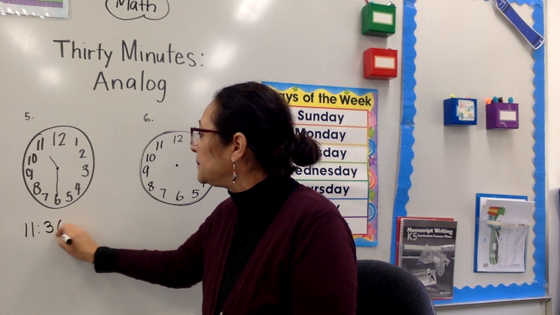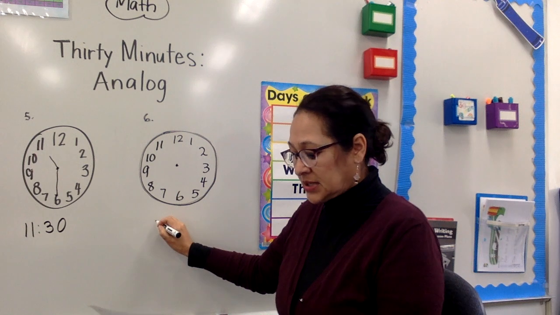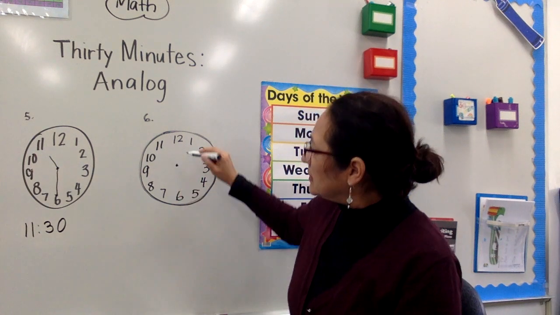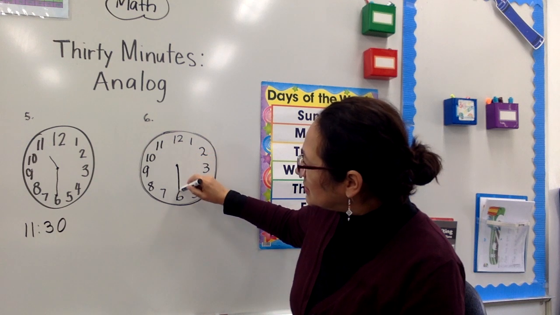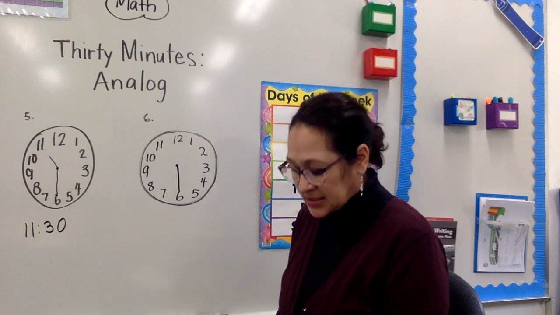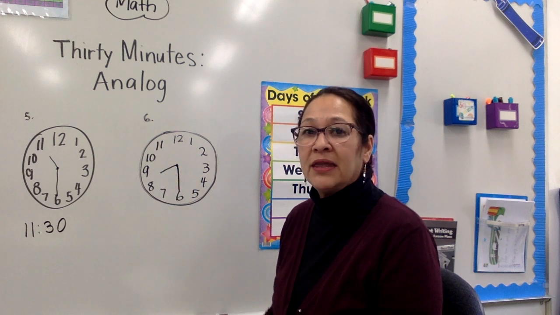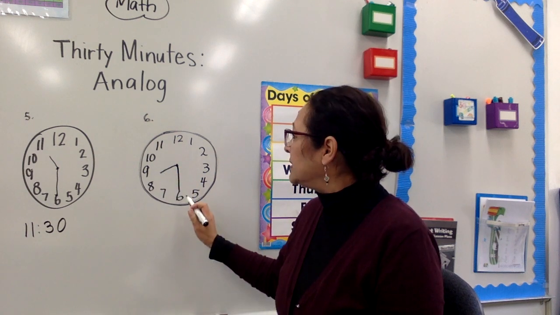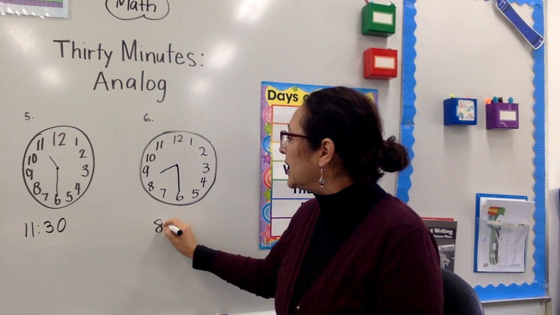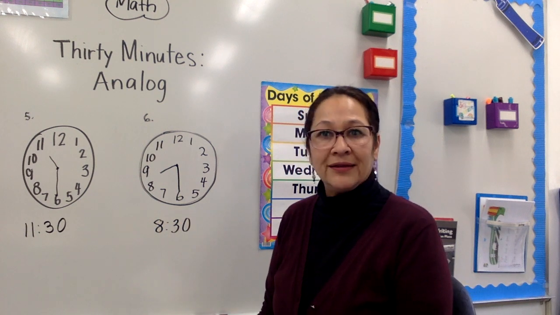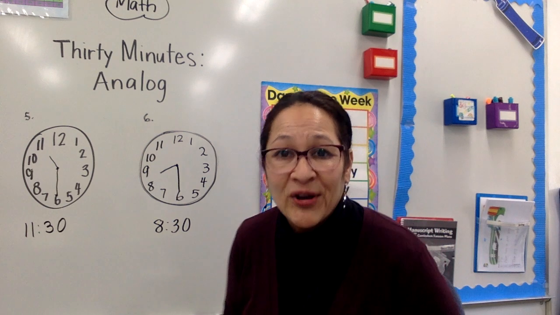So that's 11:30. And the next one says, let's see, 8:30. So again, 30 right away to the 6. And then it says 8, so you know the small hand's going to be between the 8 and the 9. Okay? This is digital time, 8:30. You got it? I hope you did.